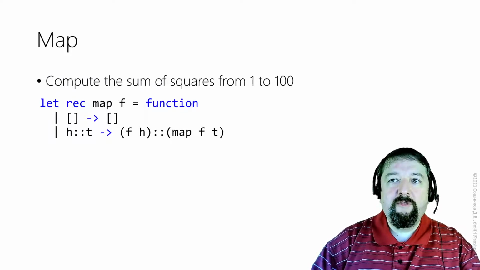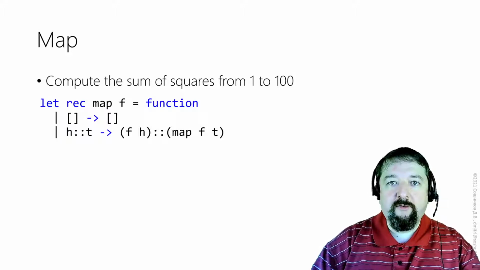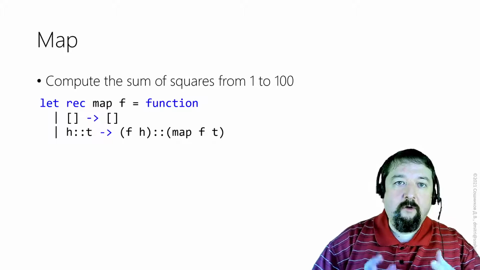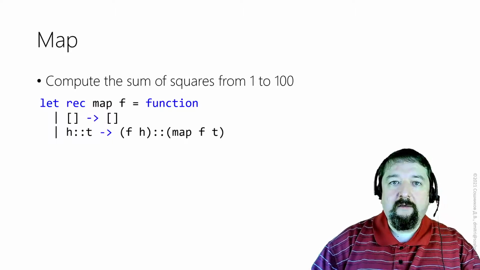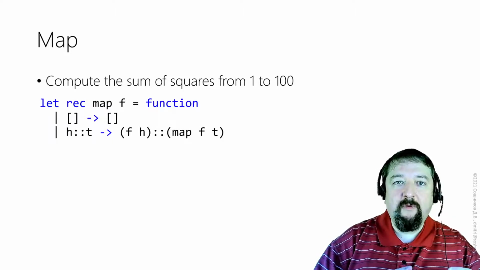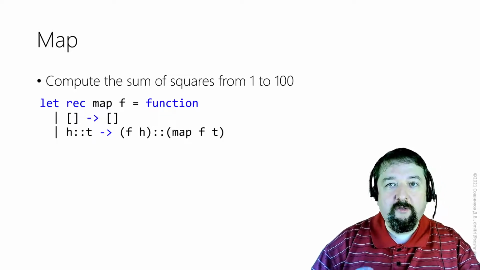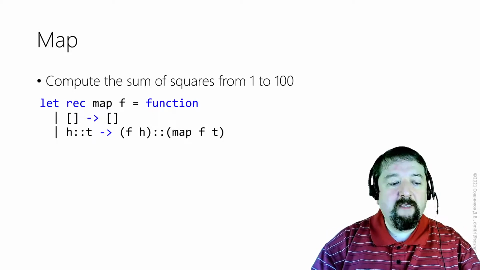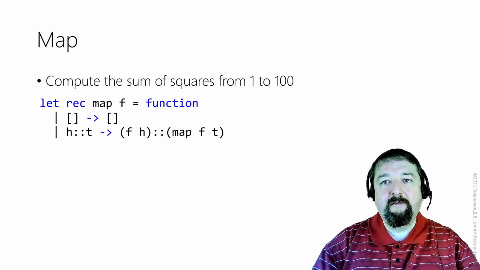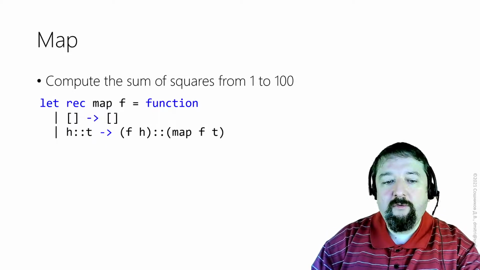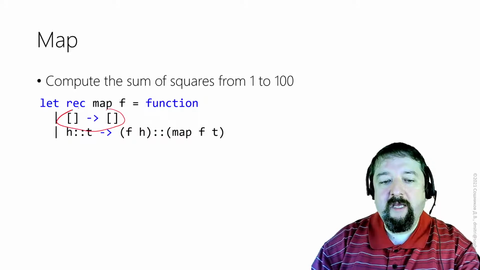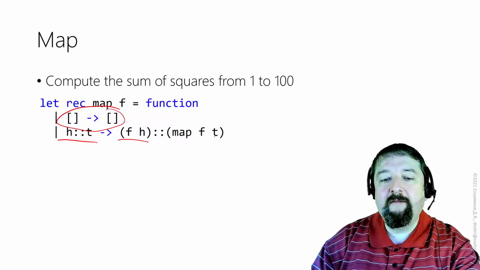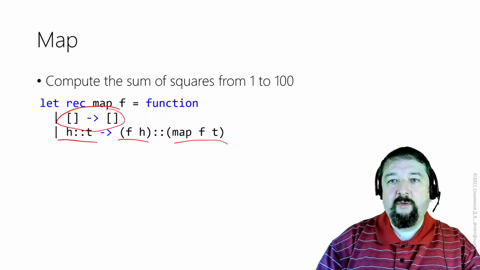Another type of operation is called map. Suppose I want to compute the sum of squares from 1 to 100. The simplest way to compute the sum, we know we can use fold, but how do we get from the numbers from 1 to 100 to the squares of those numbers? This is exactly what the map function does. It applies a given function to every element of the list. So if you want to define map, you would do it like this. You can say, okay, with the empty list, it's an empty list. If it's a non-empty list, you apply the function f to the head, and you do the same with the tail.